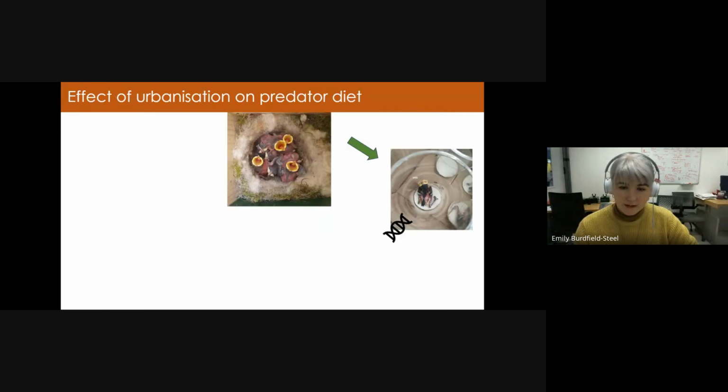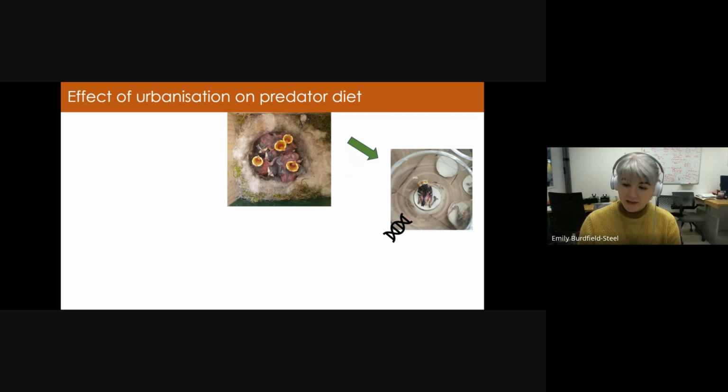And then one more slide. Yeah, we've also been trying to combine this with DNA metabarcoding. So when we're monitoring the chicks, we also take them for weighing at certain points in their development. And here, when they poop, we can collect their feces and extract DNA from this.